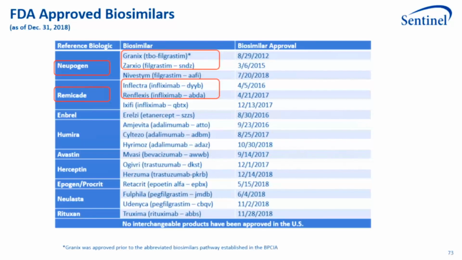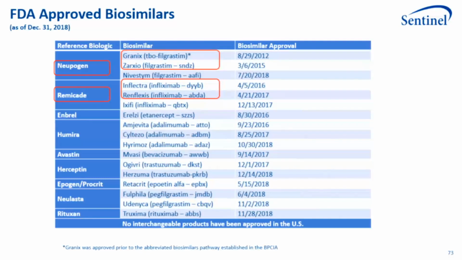So I'll orient you to the table. You have the reference biologic here by proprietary name. In the middle, you have the biosimilars associated with them, their proprietary name and their non-proprietary name, along with a 4-letter suffix, and then also the biosimilar approval date. So a few things to note here. First, some of these products, particularly the ones approved more recently, are not even necessarily marketed yet.